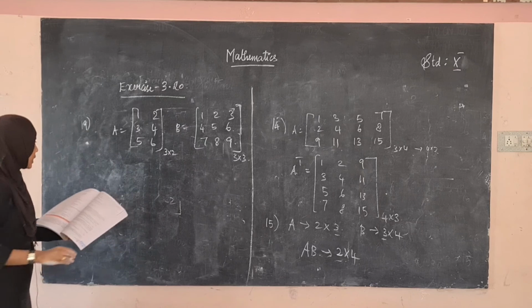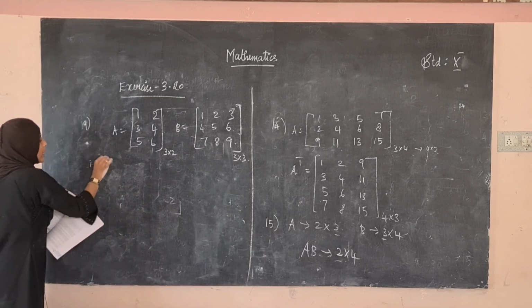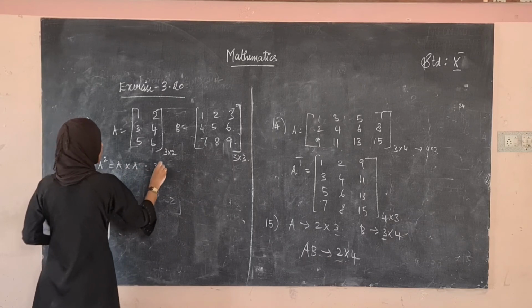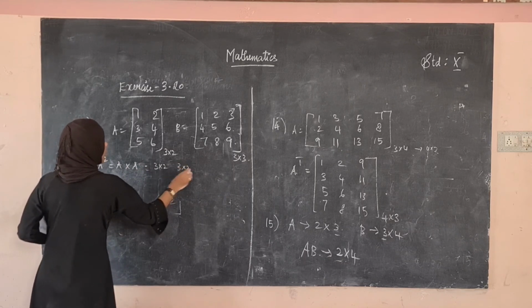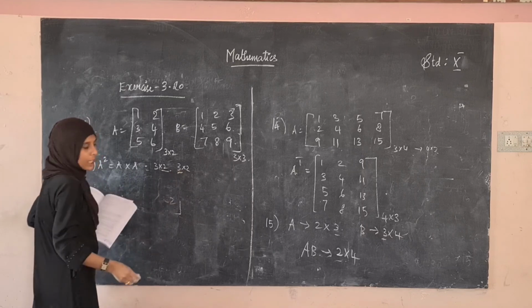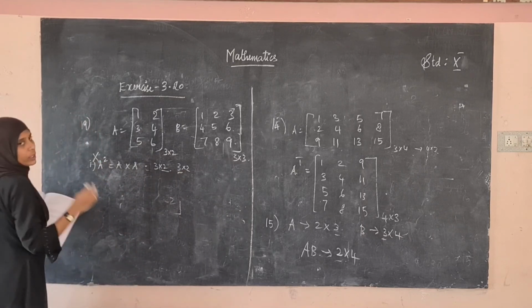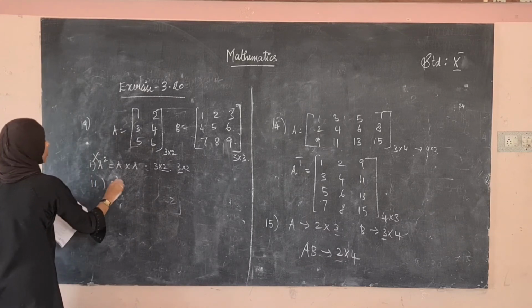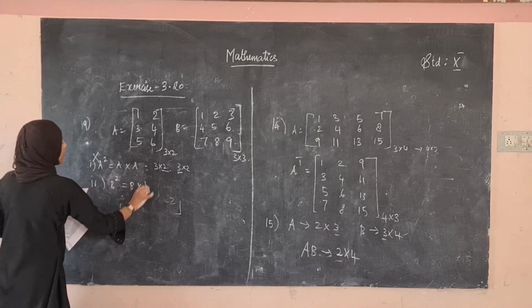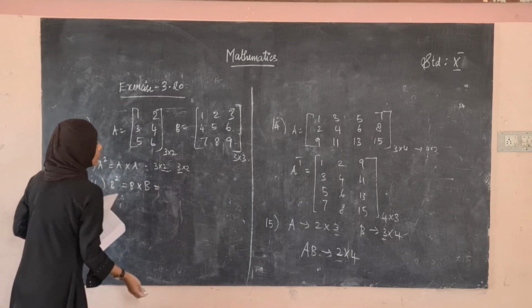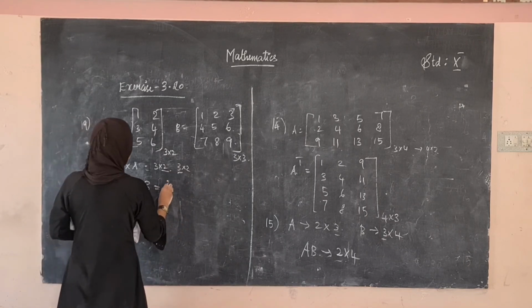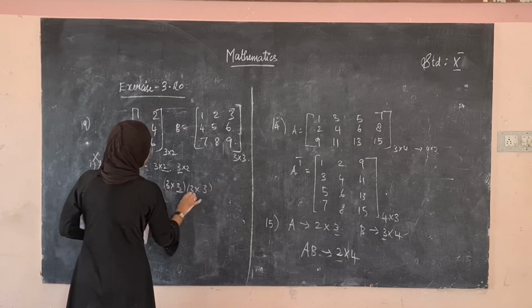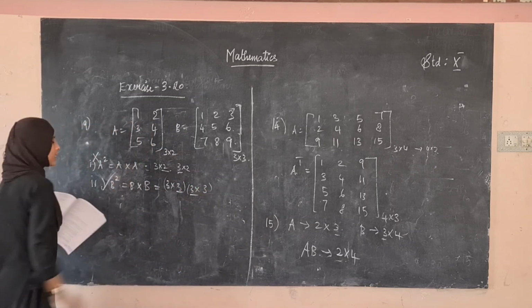First one, can we find A square? A square is A cross A, right? See here, it is 3 cross 2, 3 cross 2. Can we multiply this? These and these are not the same, therefore A square is not possible. And the second one is B square, B into B, right? The order of the matrix B is 3 cross 3 into 3 cross 3. Is this possible? Yes, these two are the same, therefore B square is possible.